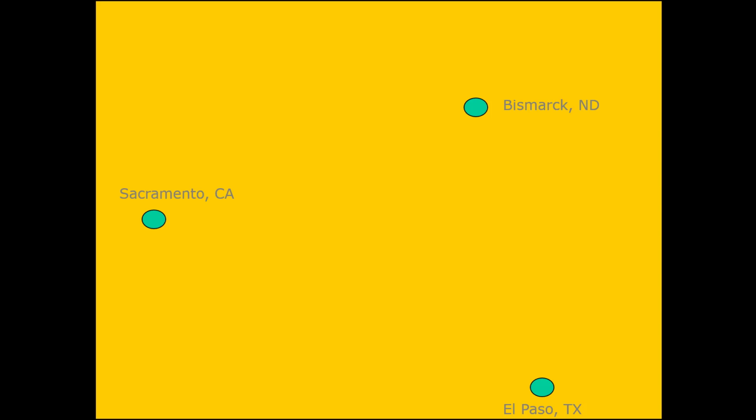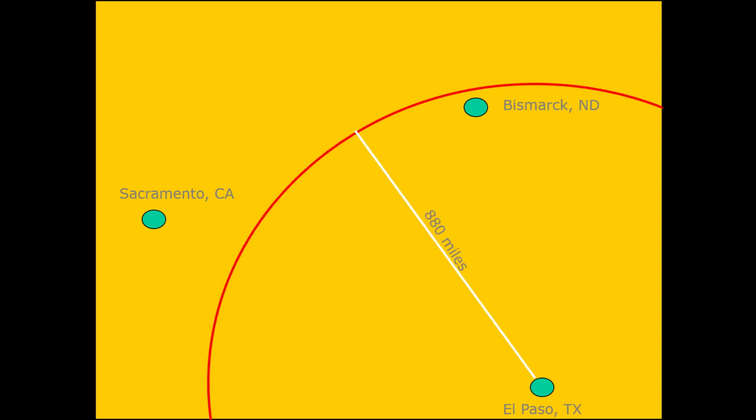So in this example, there is an earthquake, and it is recorded in 3 different locations. It's recorded in Bismarck, North Dakota, Sacramento, California, and El Paso, Texas. So the seismologists in El Paso, Texas use their time travel graph, and they figure out that somewhere 880 miles away from them there has been an earthquake. So they draw a circle around El Paso, Texas that has a radius of 880 miles. Then the folks in Sacramento, California also record the same earthquake, but they determine it's only 250 miles away from them.